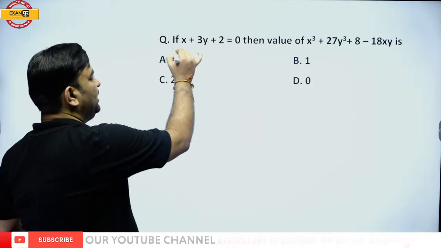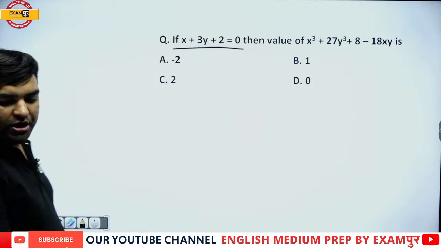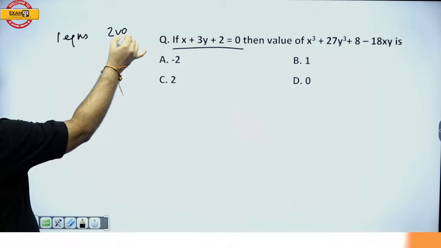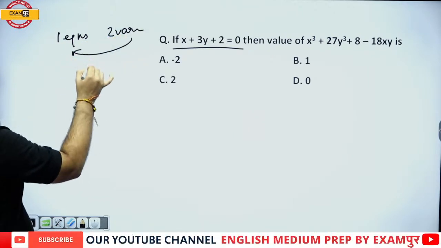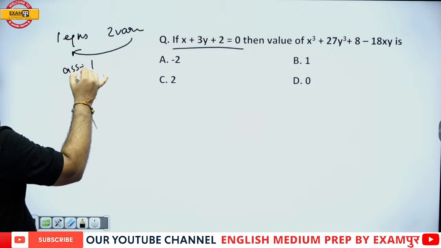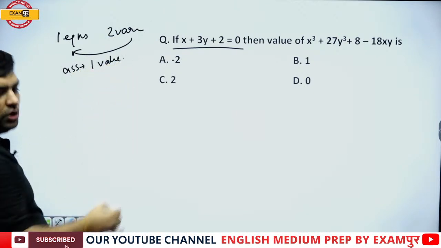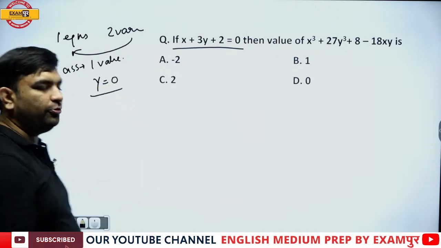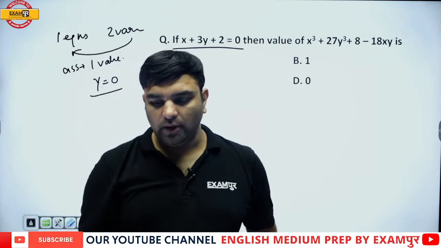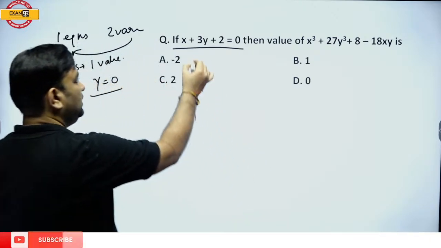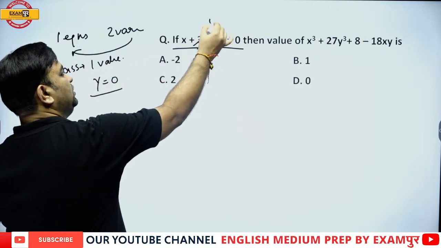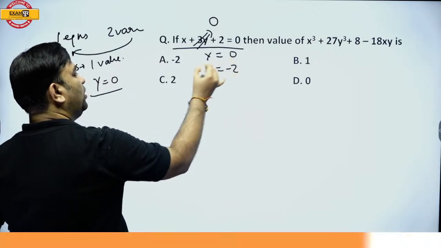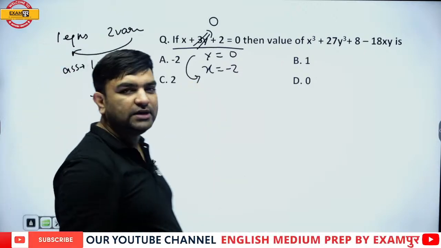One equation, two variables. So I can assume one value. I'm assuming y is equal to 0. If I assume y is equal to 0, then x is equal to minus 2. On putting y equal to 0, x comes out to be minus 2.